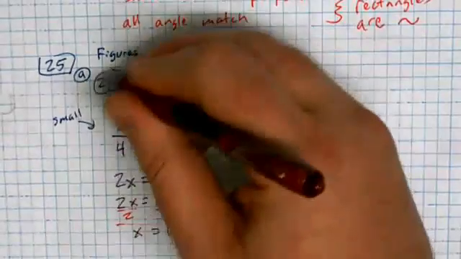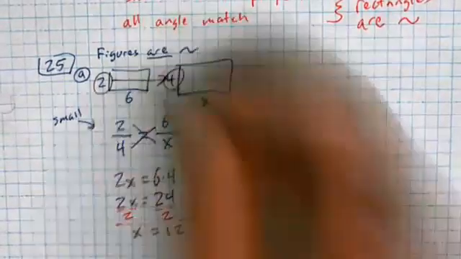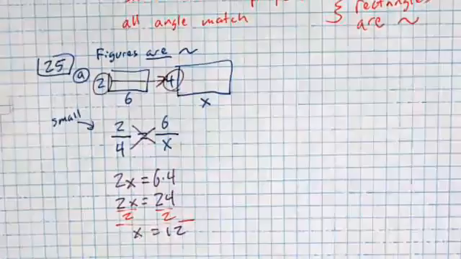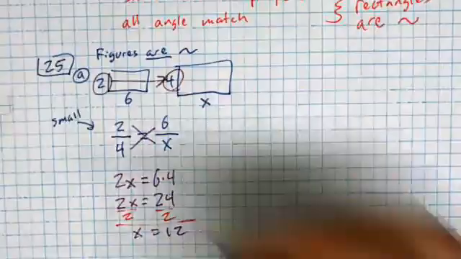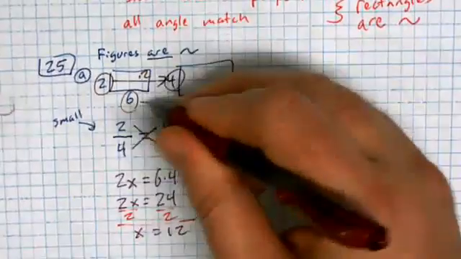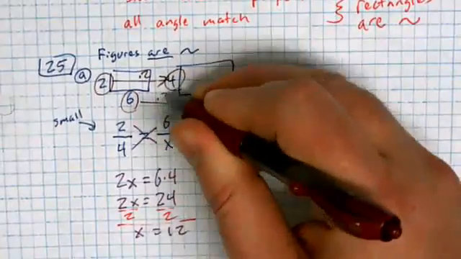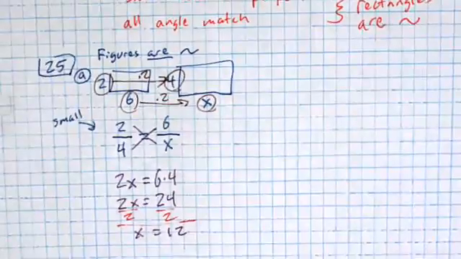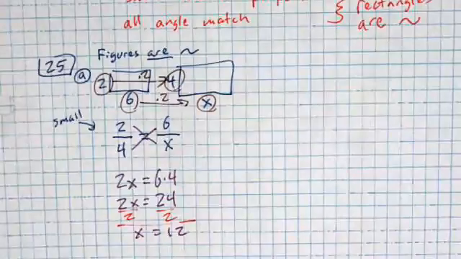If I looked at this 2 and this 4 and I asked myself, what am I doing to get from 2 to 4? What am I multiplying by? What is my scale factor? Times 2, right? So that should be consistent with the 6. I should do 6 times 2, and that should get me to x. And that would get me 12. That would work. So it would be acceptable.